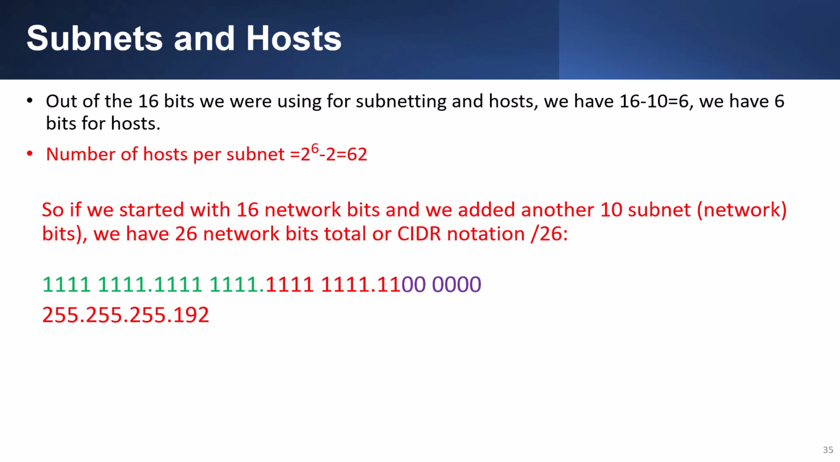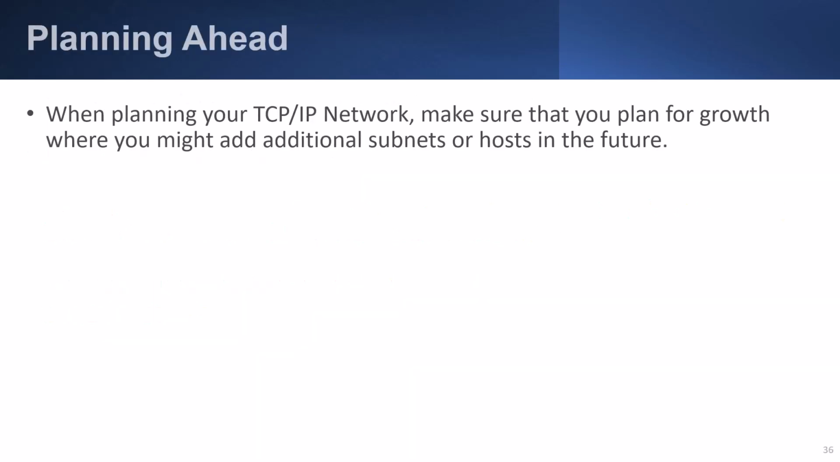So if we started with 16 network bits and we added another 10 subnet bits, we have 26 network bits total, or CIDR notation /26. The binary equivalent is shown on the screen, which is equal to 255.255.255.192. As I've mentioned in previous videos, when planning your TCP/IP network, make sure that you plan for growth where you might add additional subnets or hosts in the future.